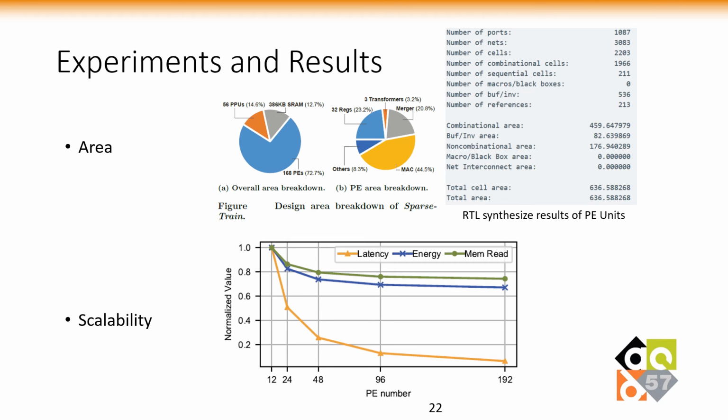The scalability of SparseTrain architecture is also great. As we can see in the figure at the bottom, as the PE number grows, the training latency has an inverse relation with the PE number. That means this architecture is easily scalable and has a linear speed up ratio.